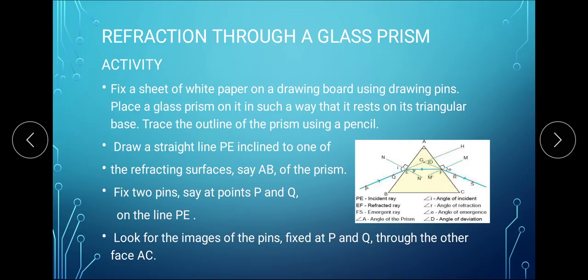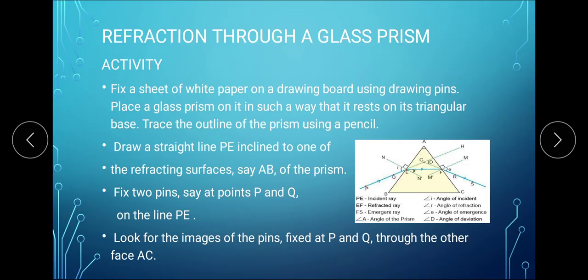Similarly, when the ray of light will emerge out of the prism, it will enter from a denser to a rarer medium. Glass से air में जाएगी वो. Since it is going from a denser to a rarer medium, it will bend away from the normal. As you can see in this figure, this ray has bent away from the normal.